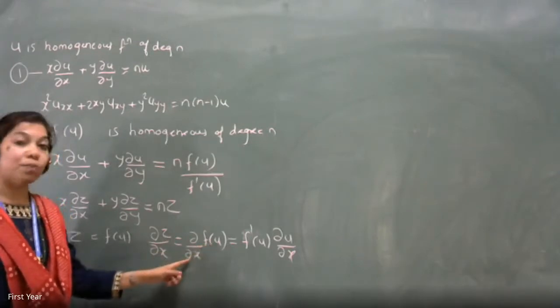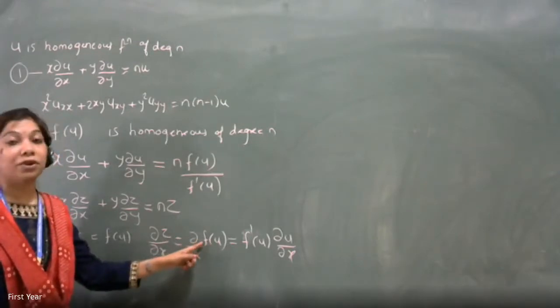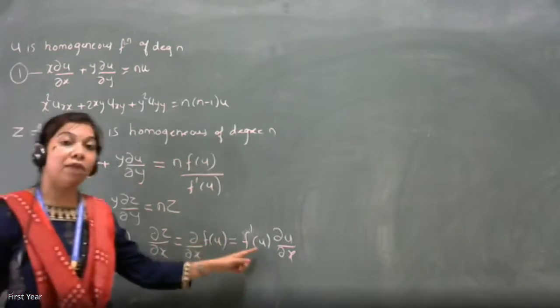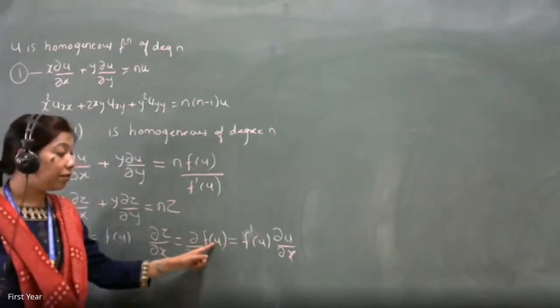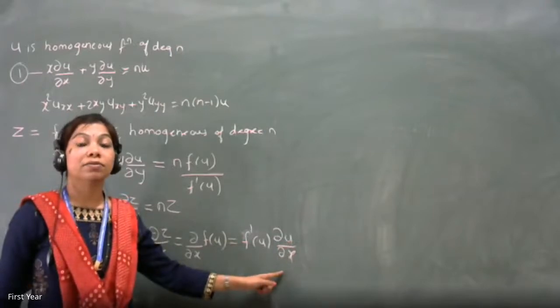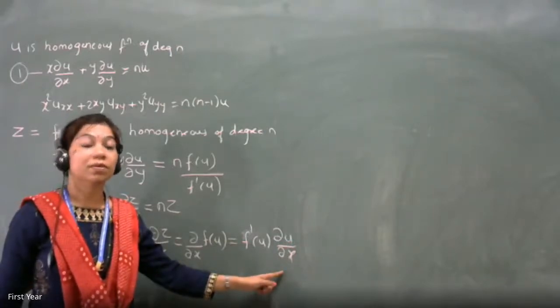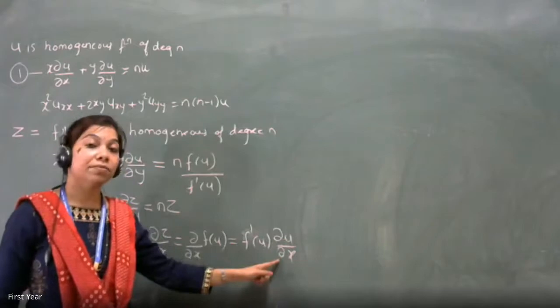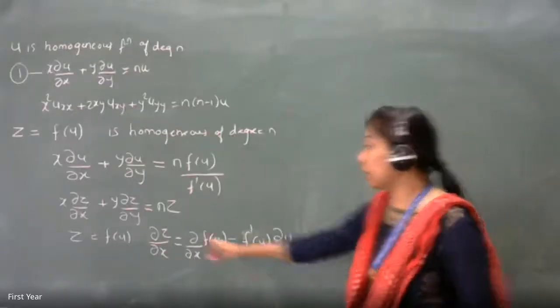Differentiating f of u with respect to x means first find the derivative of f. What is the derivative of f? F dash of u. And what is then the derivative of u with respect to x? Del u by del x. Is that clear? Everyone? Del u by del x? So this is nothing but del z by del x.